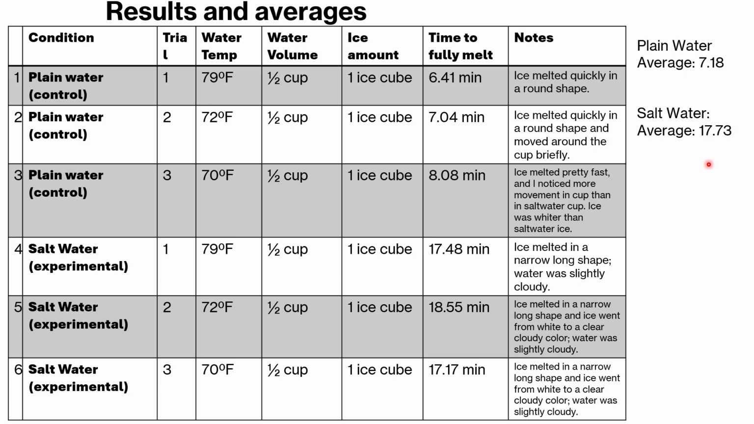And I did observe that the salt cup turned slightly cloudy as it melted, and the ice melted in a more elongated shape as opposed to the plain water that melted in a more round shape. The plain water cup stayed overall more clear, and the ice had more movement inside the cup throughout. Overall, the results do contradict my original hypothesis that salt would melt the ice faster.